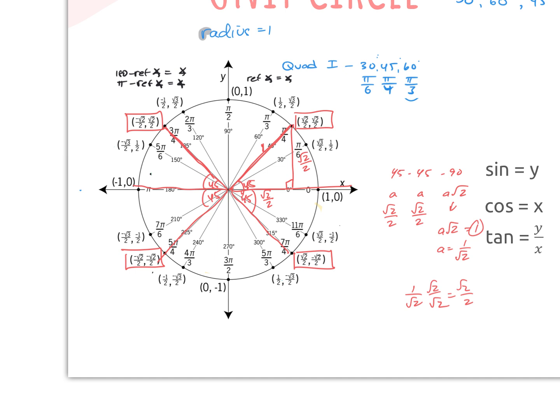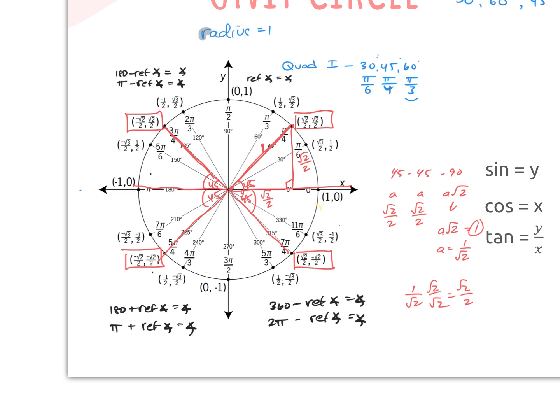In quadrant 3, it's 180 plus the reference angle equals the angle you want, and in radians it's pi plus the reference angle. And the last one is 360 minus the reference angle in terms of degrees, or 2 pi minus the reference angle if it's in radians.